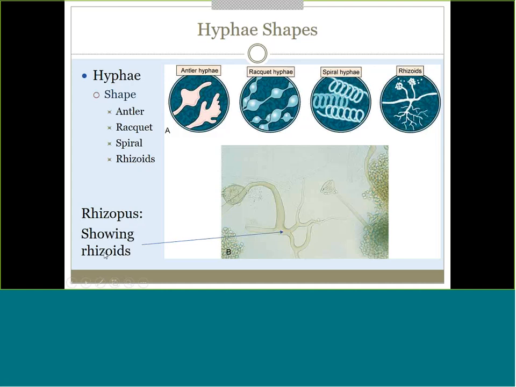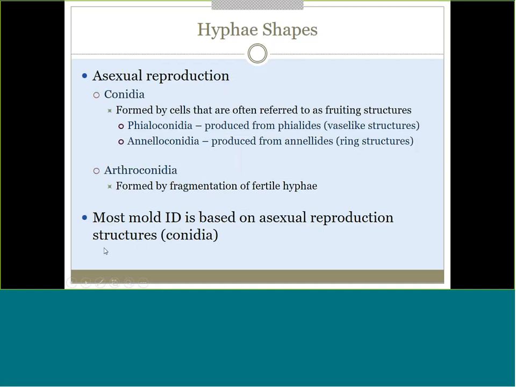So for right now, just keep in mind they're the root-like system, and we'll come back to that in a minute. Otherwise, reproduction of molds and yeast. Basically, there is an asexual reproductive process called conidia, and conidia are formed by cells that have what we call fruiting structures.